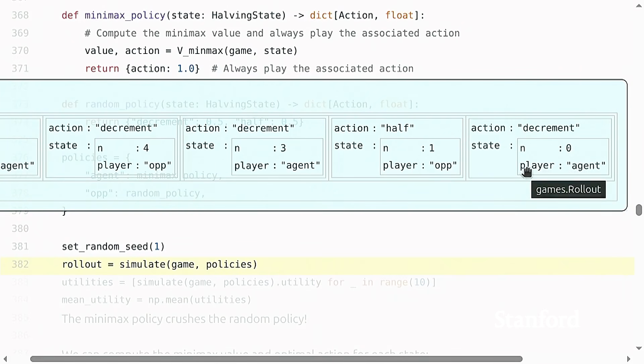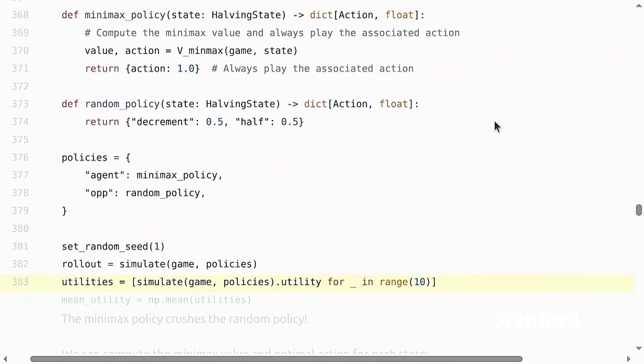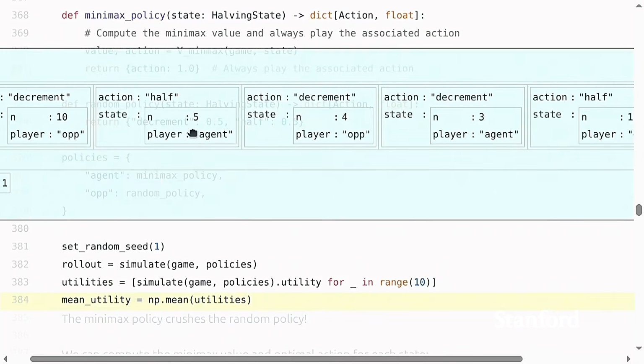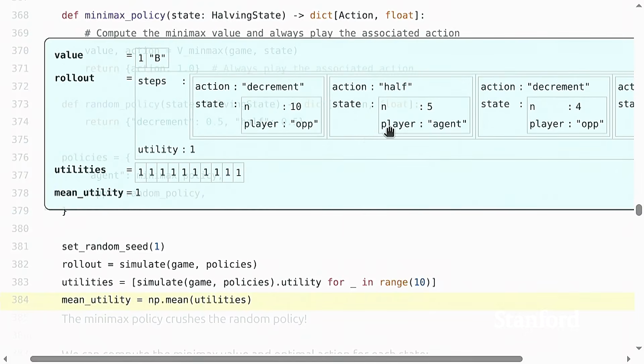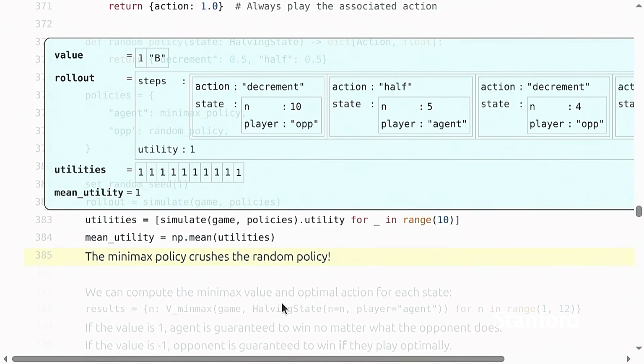This shouldn't be surprising because the agent should win if it's possible to win. Let's see what happens if I simulate 10 times. And the agent crushes the random policy. It wins every time.